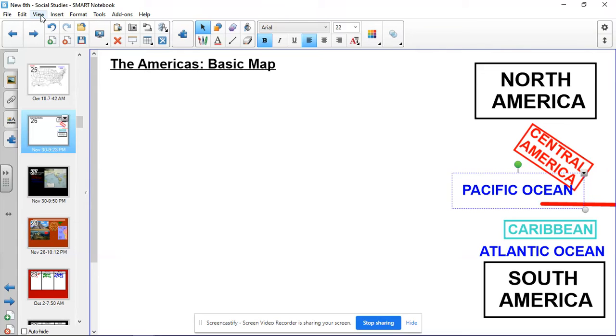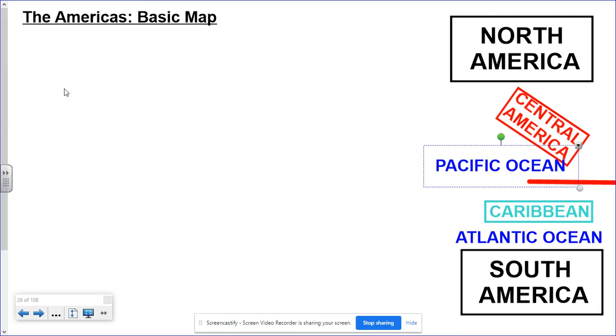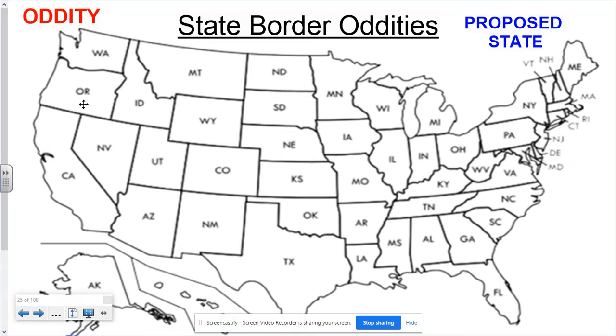Hey everybody, today we're actually going to start a new unit. It's kind of a short unit and it has to do with the Americas, both North and South. To be honest, this unit is pretty short, and as far as North America goes, the project that we did with the state borders, I think, kind of pacifies that. So obviously, you guys looking up these oddities and these proposed states, that's actually more than what the book and the content actually calls for. So it's just something interesting that we did that kind of knocks out that North America piece.